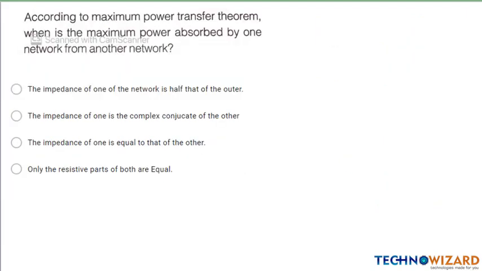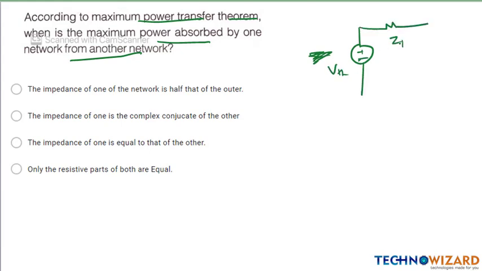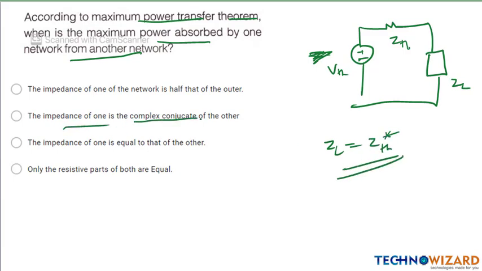Now, what is the maximum power transfer? According to maximum power transfer, when is the maximum power absorbed by one network from another network? When we know that this is VTH, this is ZTH. If we are having an impedance load, that is ZL. Now for maximum power transfer, we know that ZL is equal to ZTH conjugate. Therefore option B, the impedance of one is the complex conjugate of other. Therefore option B is the correct answer.